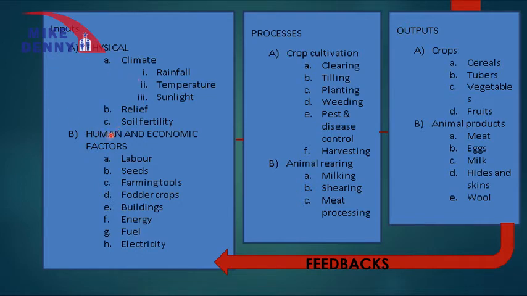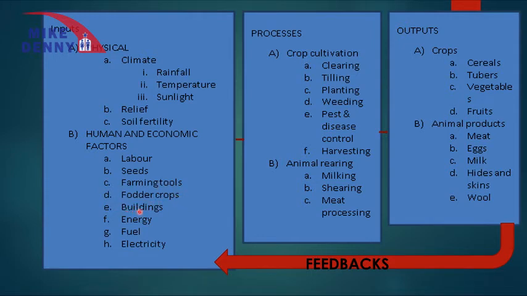Now let's talk about the human and economic factors or the inputs into the farm. For you to carry out farming, a very important input that you need is labor. You need people to work in the farm. You also need seeds of good quality. If not, it will not work. We have farming tools, equipment that you use in working. We have fodder crops. Fodder crops are actually meant for the rearing of animals, for the feeding of animals.